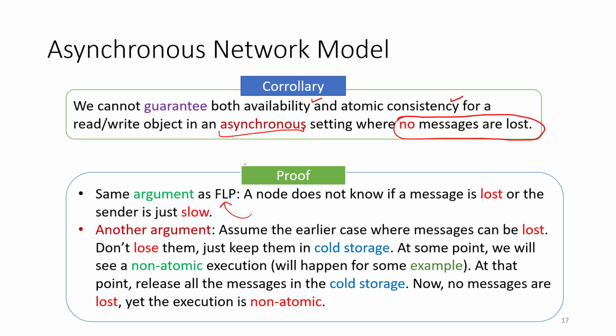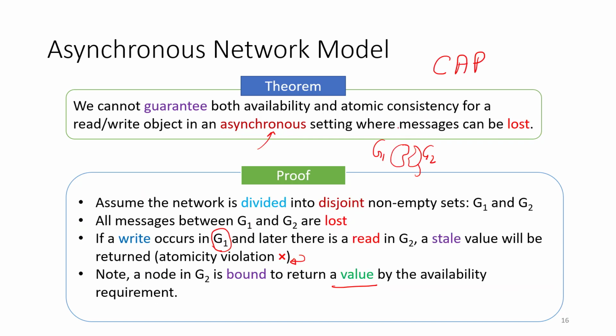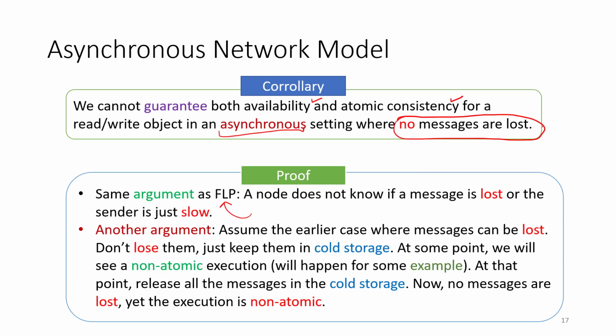Given it's not possible to find it, this situation is no different from the earlier situation where messages are lost, because you can't find out anyway whether messages are lost or nothing is lost. Given that it's not possible to find out, this situation is exactly similar to the previous one, insofar as the perspective of the node is concerned. In the previous one we couldn't guarantee availability and atomic consistency, so we can't guarantee it over here as well.